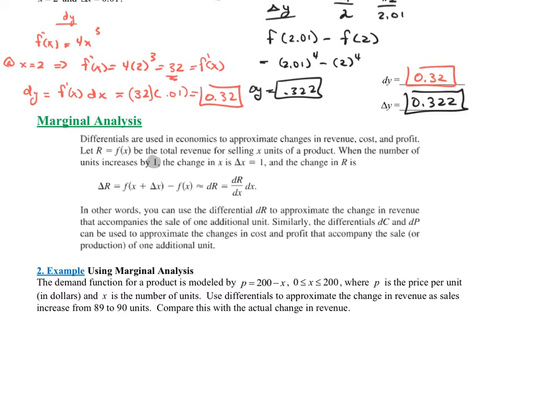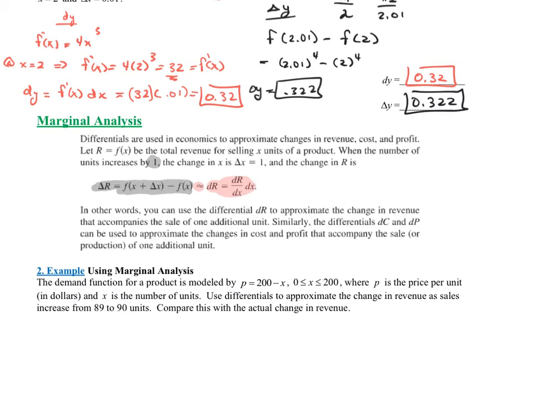The change in x is delta x equals 1, and the change in r is delta r equals f of x plus delta x minus f of x. So this is the actual change. What that's saying is plug in the new x value, plug in the original x value, and subtract them. And then what they're saying in the second part is that's approximately equal to the derivative, the differential dr, which is dr dx times dx.